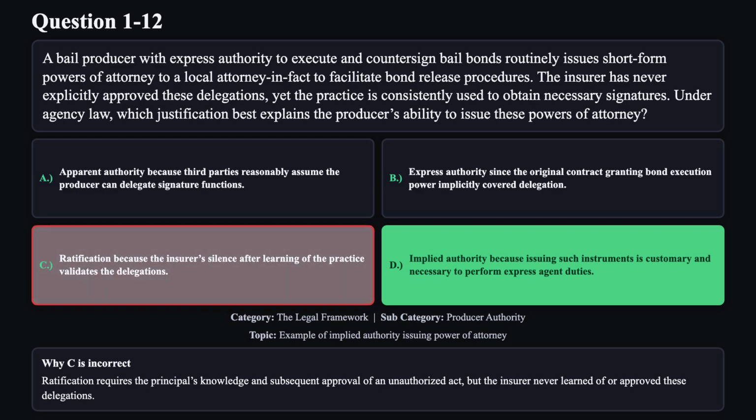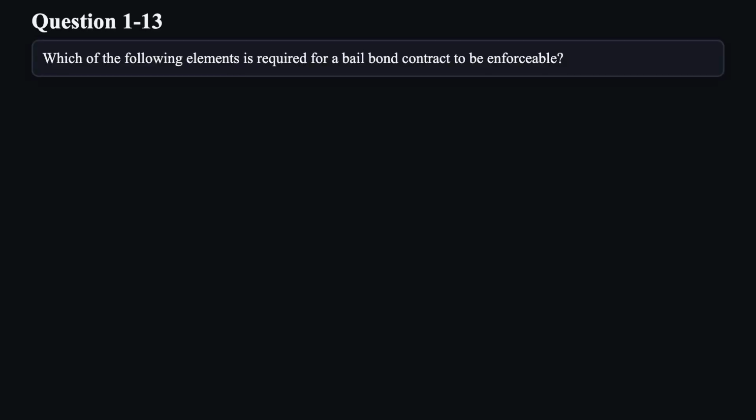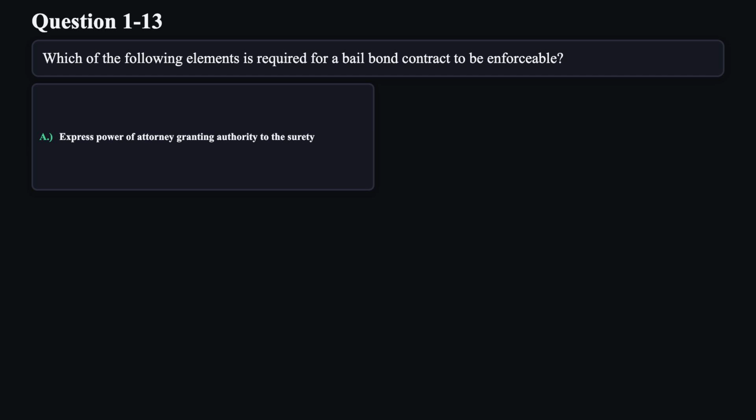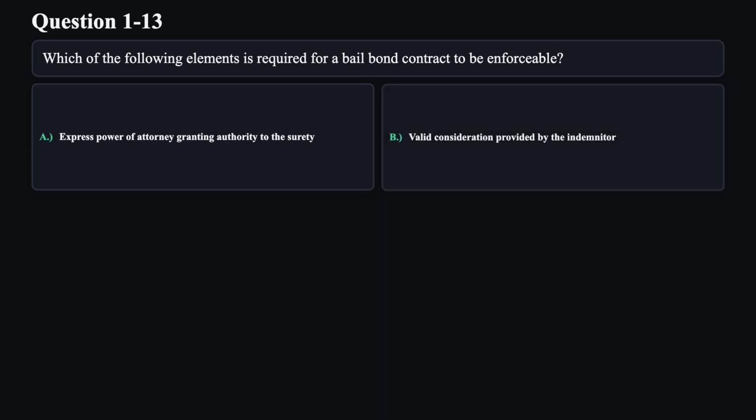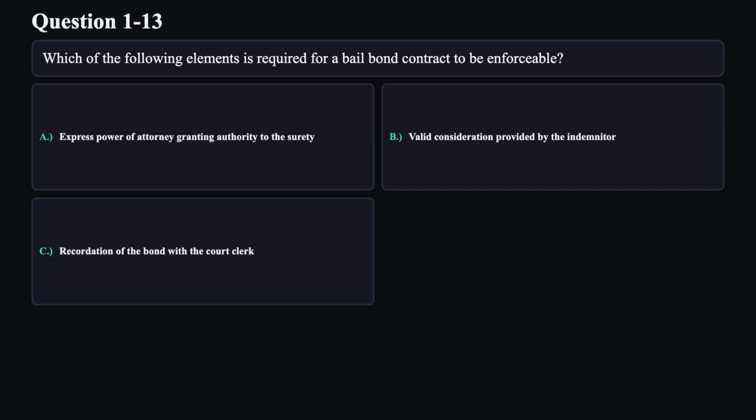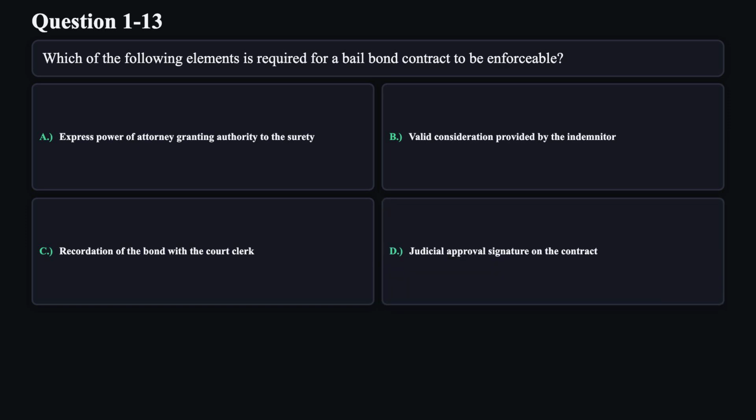Question 13. Which of the following elements is required for a bail bond contract to be enforceable? A. Express power of attorney granting authority to the surety. B. Valid consideration provided by the indemnitor. C. Recordation of the bond with the court clerk. D. Judicial approval signature on the contract.